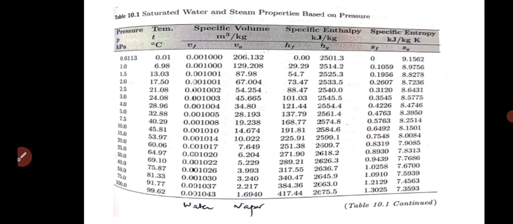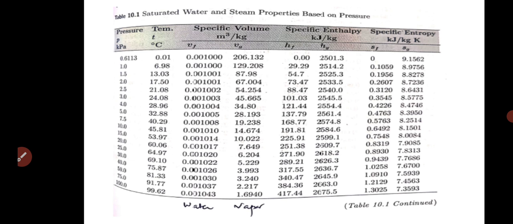Now coming to specific enthalpy. Let us take 100, that is 1 bar atmospheric pressure. This last line is for 100 kilopascal, that is almost 1 bar. Here the saturation temperature is 99.62 or 100 degrees centigrade. The specific volume is 0.001043 meter cube per kg for saturated liquid and 1.694 meter cube per kg for saturated vapor or dry saturated vapor.